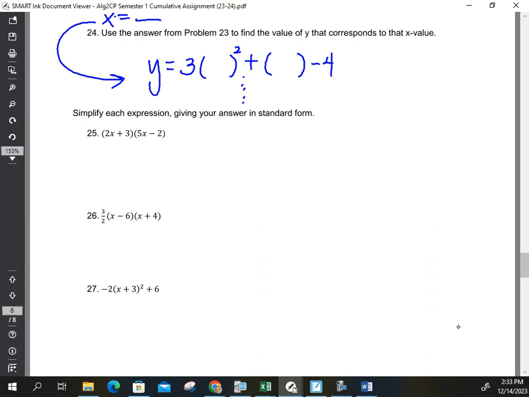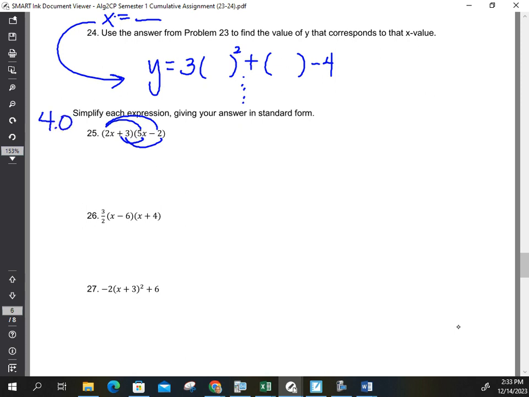25, 26, and 27. You're simplifying. So 25, that's your FOIL problem. Make sure you do FOIL correctly. And if you don't know FOIL, you better start asking questions about it. FOIL: first, outer, inner, last. That's a section 4.0 situation.